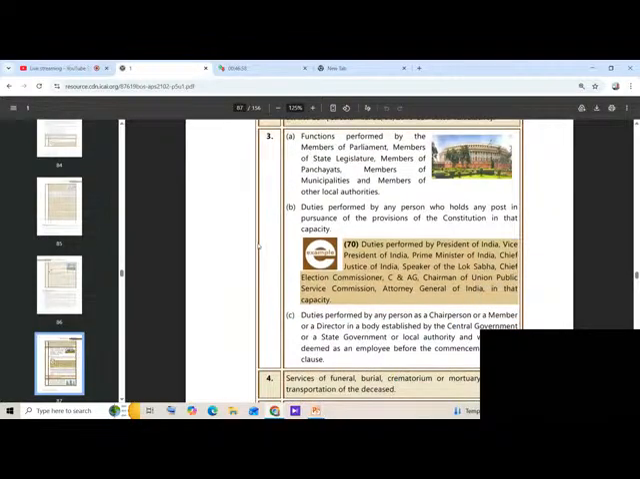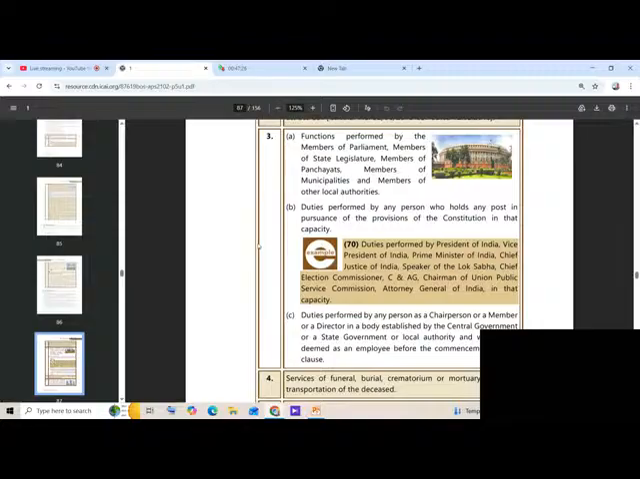Any penalty in cash imposed by or amount paid to these commissions will also not attract GST. Functions performed by MPs, MLAs, members of panchayats, members of municipalities, members of other local authorities, duties performed by any person who holds any post in pursuance of the provisions of the Constitution in that capacity, duties performed by any person as a chairperson or a member or a director in a body established by the central government or state government or local authority who is not deemed as an employee before the commencement of this clause.